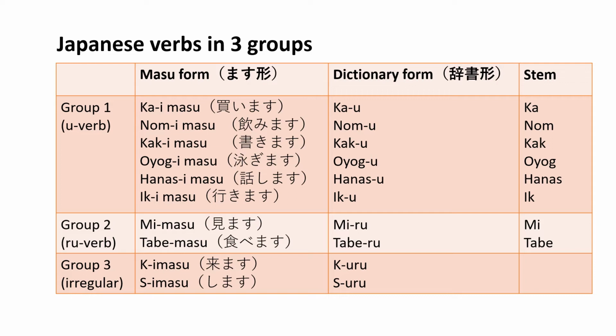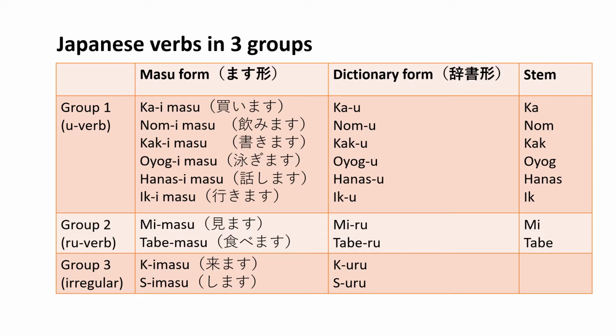Ikimasu, iku. The next category of verbs are called group 2 verbs or ru verbs. Verbs such as 見ます、食べます, they belong to group 2. The stem of these verbs doesn't change. So 見ます, the stem is み and when you make it to dictionary form you just attach る, 見る. And 食べます, 食べる.